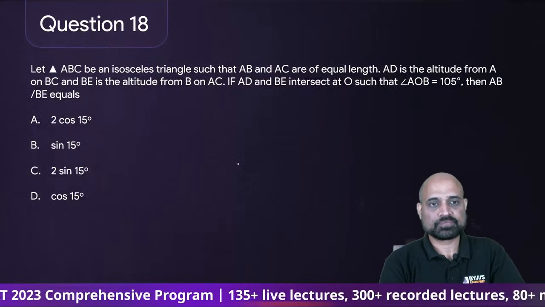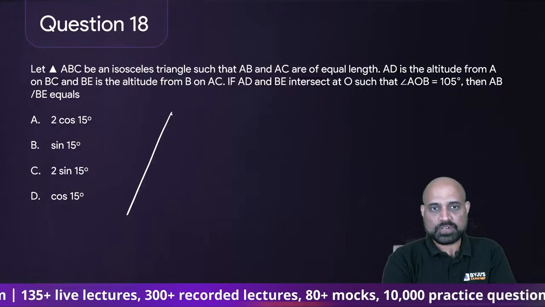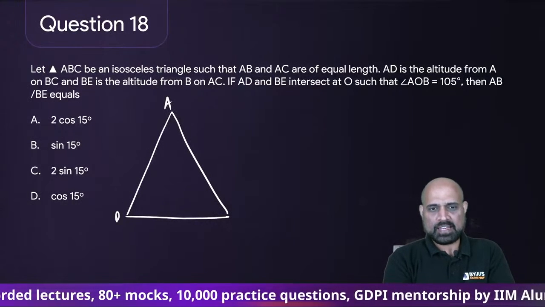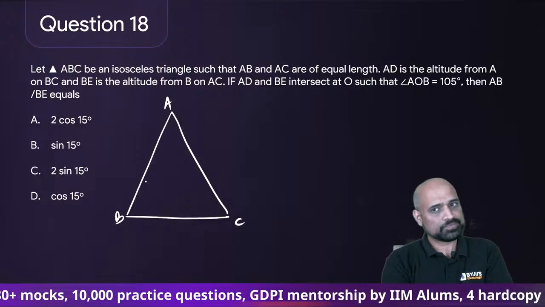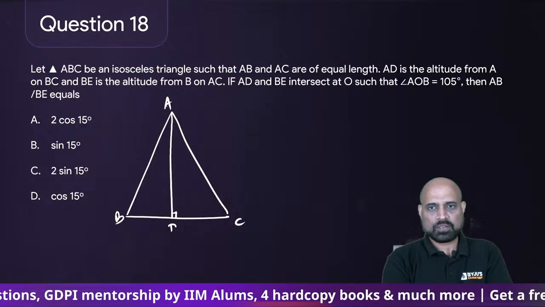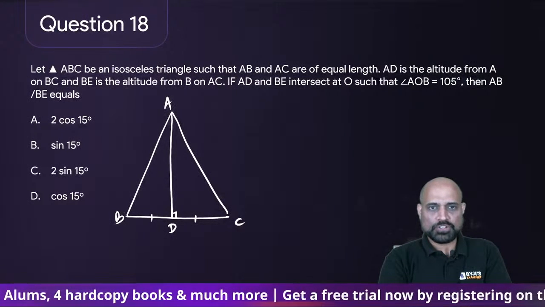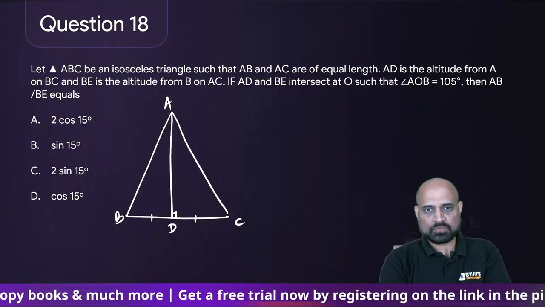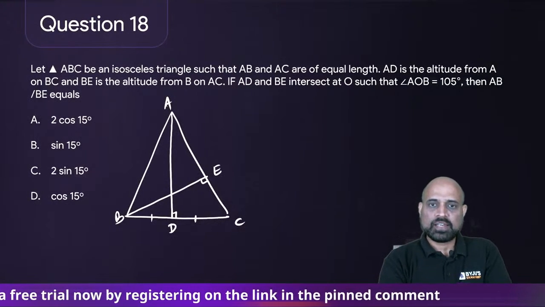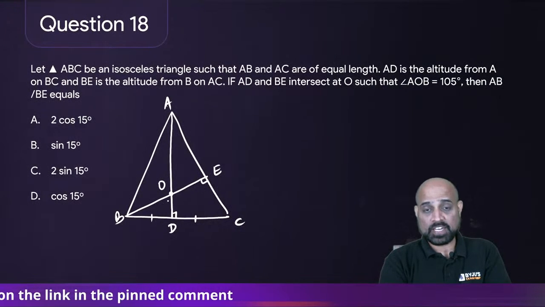Question number 18. Sine, cos. Let triangle ABC be an isosceles triangle such that AB and AC are of equal length. AD is the altitude from A, so it will bisect, and BE is the altitude from B on AC. If AD and BE intersect at O, an angle AOB is 105.